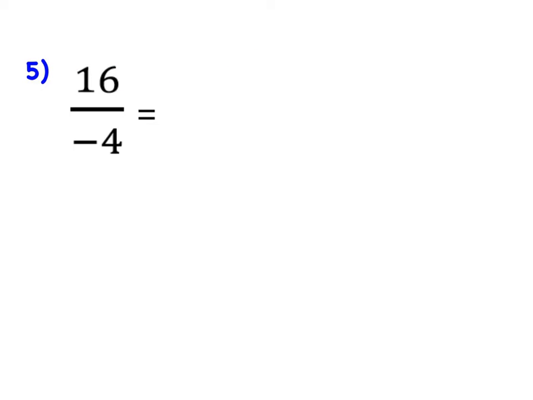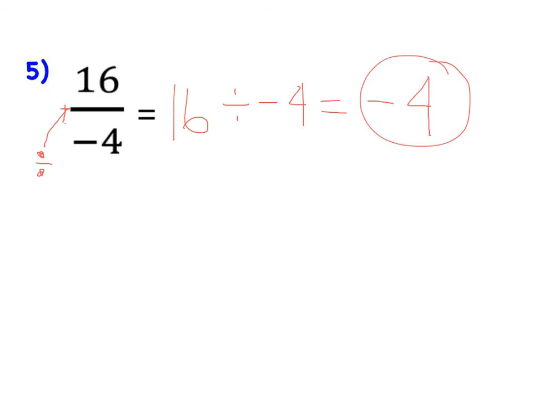Now, before we start on this one, it's important to note that even though this is written like a fraction, remember that a fraction bar is equivalent to a division sign. We could rewrite this as 16 divided by negative 4, and they would be equivalent expressions. You could always think of a fraction bar as a division problem. So 16 divided by negative 4, my answer is going to be negative because I have two different signs, and 16 divided by 4 is 4. So negative 4 is my final answer for this problem.